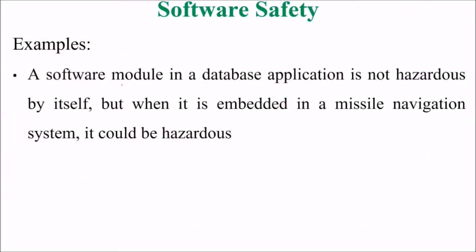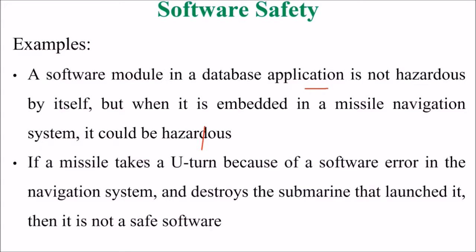For example, a software module in a database application is not hazardous by itself, but when it is embedded in a missile navigation system, it could be hazardous. If a missile takes a U-turn because of a software error in the navigation system and it destroys the submarine that launched it, then it is not safe software.